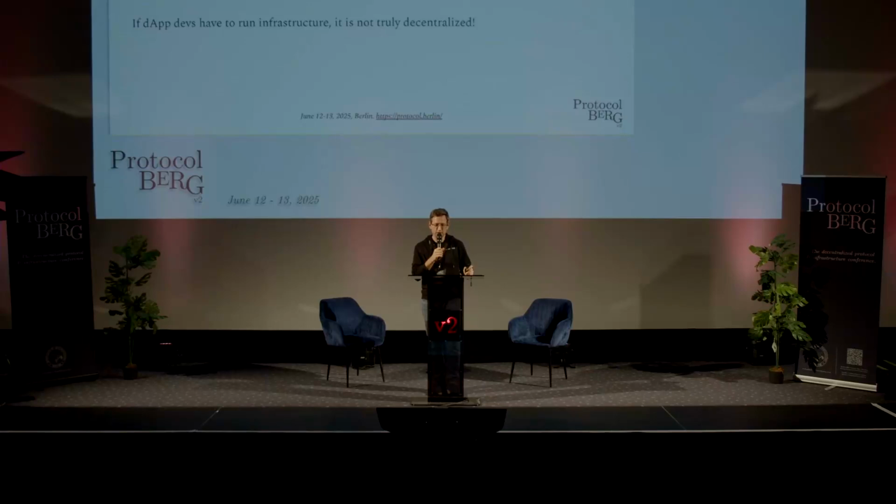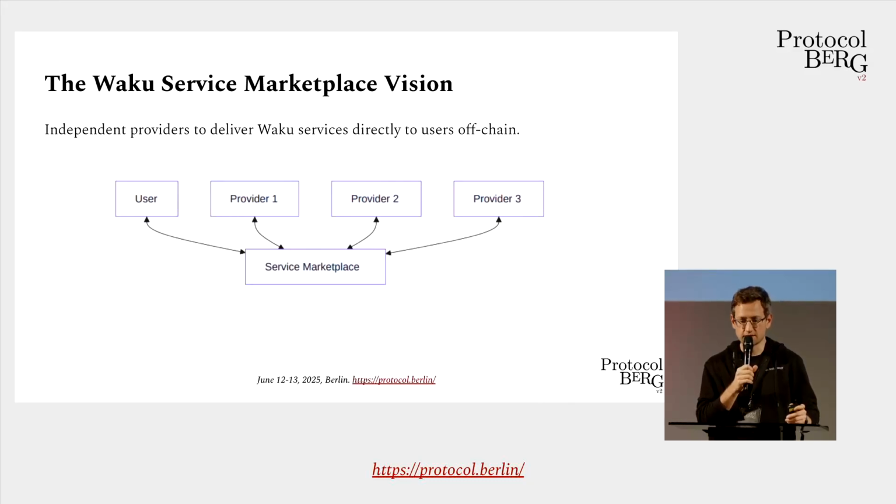So it's not truly decentralized, and we've been thinking about decentralizing service provision. How can we make this architecture fully decentralized? And our answer to this question, which is a very early stage idea, is the Waku service marketplace. So what is it actually?